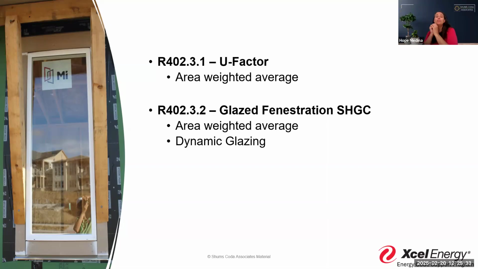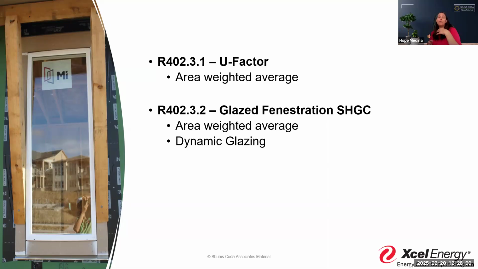Now, it doesn't just outright allow it no matter what. If you're going with REScheck, it doesn't allow you to do the area weighted average. But if you're going with the R value option of the prescriptive path, you could utilize this area weighted average, or if you were an existing building and you're doing an alteration or an addition or something of that nature, then you could utilize the area weighted average for it.